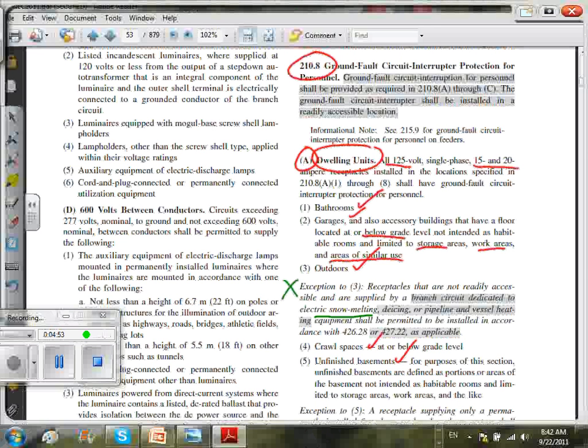So if you have a circuit that you feed from, an outdoor circuit, and you have de-icing and snow melting equipment, it doesn't have to be on a GFCI receptacle. But what they do, guys, is if you go to 426.28, they put them on ground fault protection of equipment, which is less sensitive than the ground fault circuit interrupter.